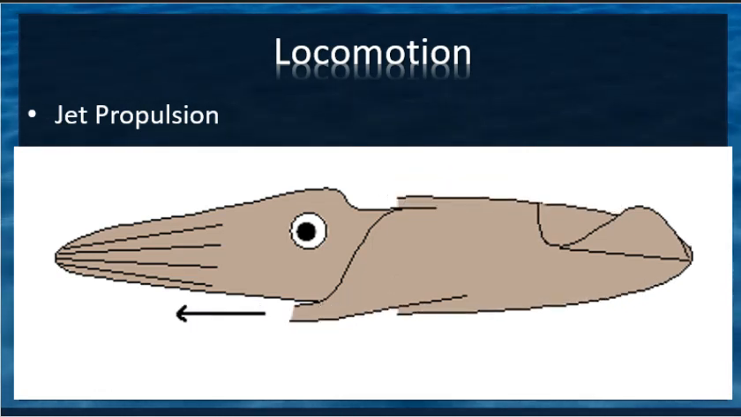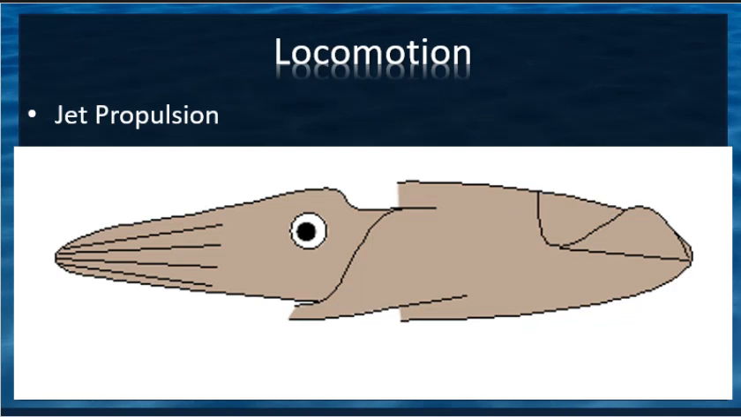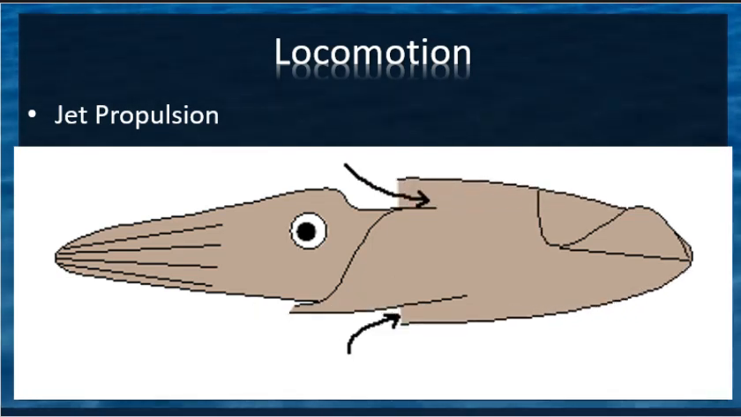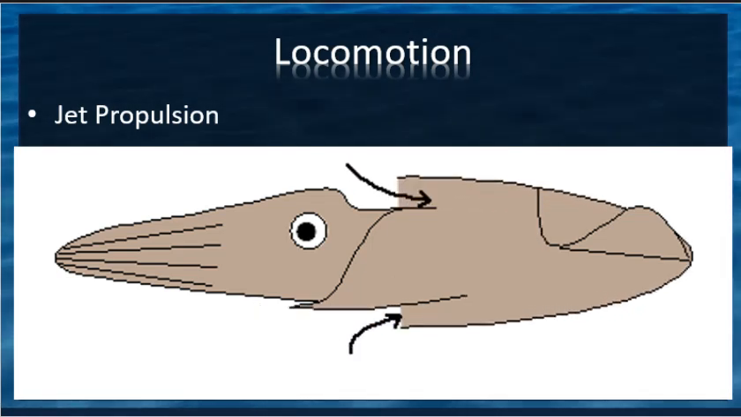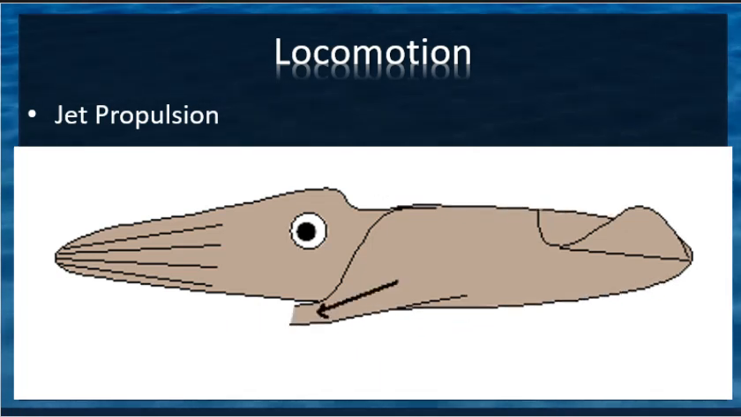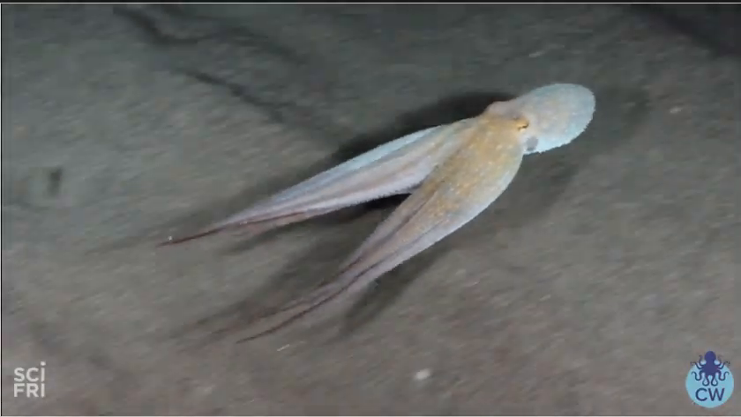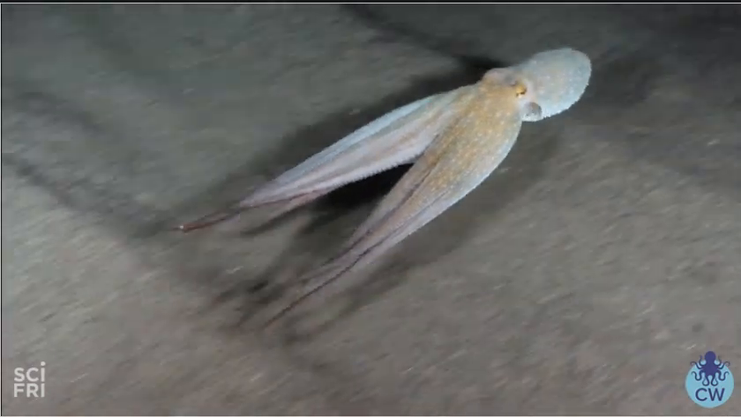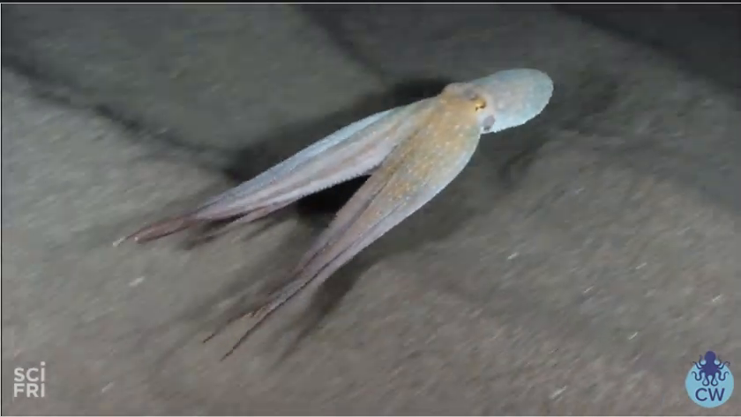They pull water through here, they squeeze it out through the siphon, and then these are the tentacles. So squid have 10 tentacles, 2 long ones and the rest are shorter. Here's an octopus, I think, moving. He's got 8, right? So he's putting water through and then squeezing it out through those siphons and moving fairly well through here.